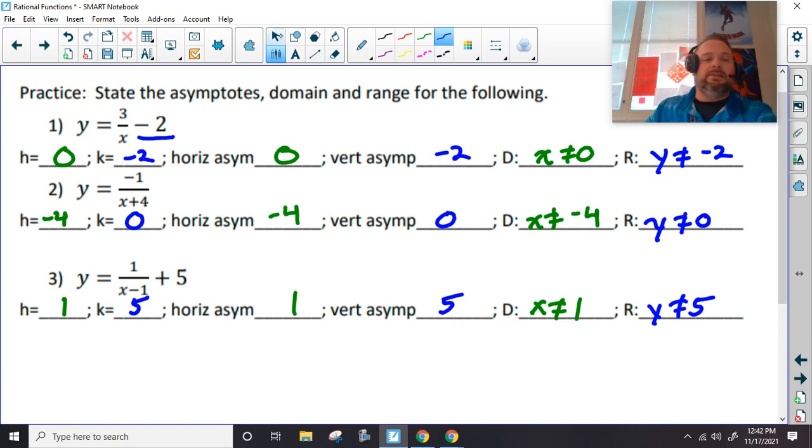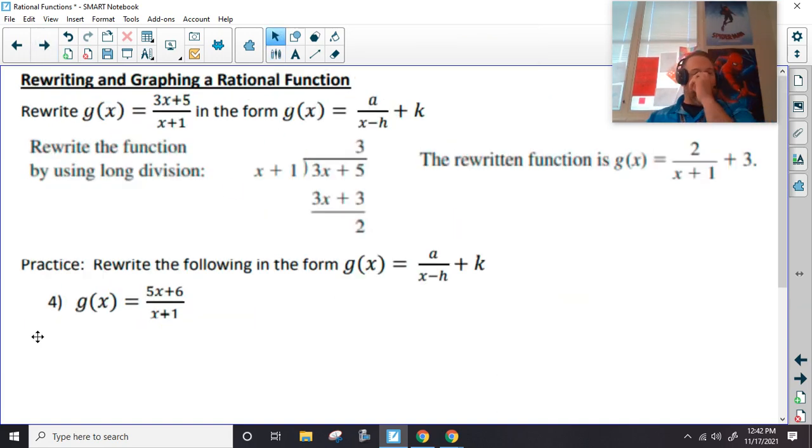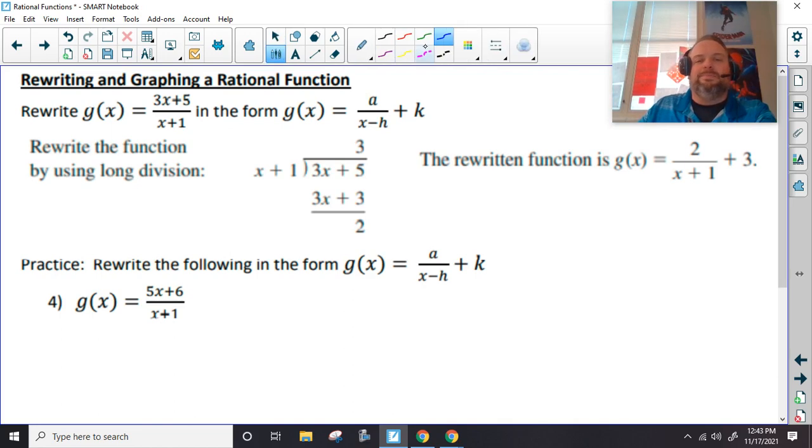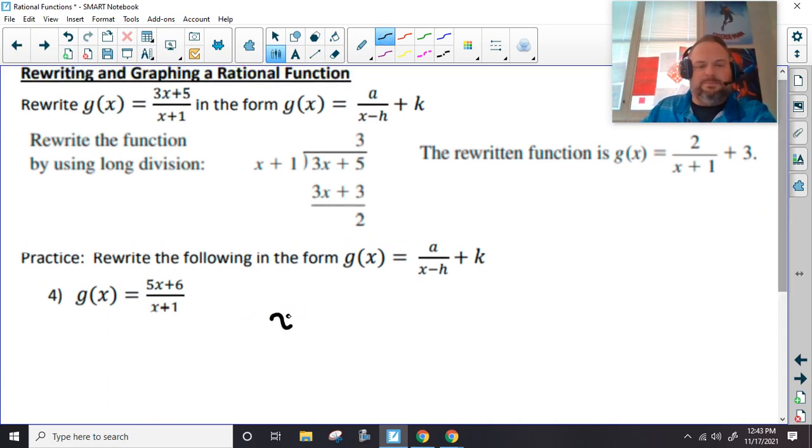All right. Now, rewriting. If you're rewriting this, it seems kind of difficult, but it's not really. Even some of my students that never like to do stuff in second block agreed with me on this. So, first thing we do is take our bottom right here, which is x plus 1.